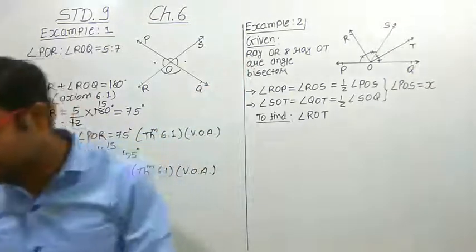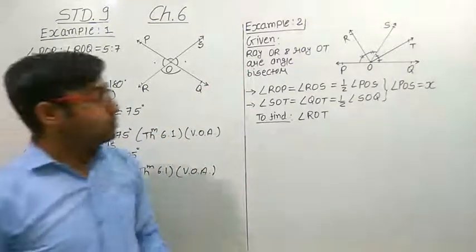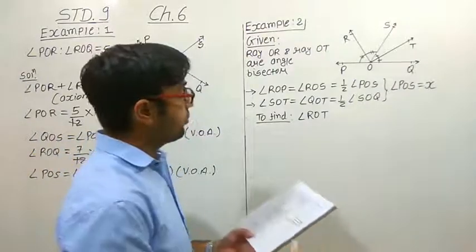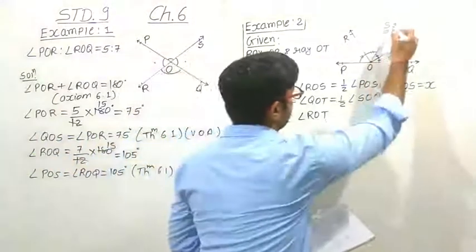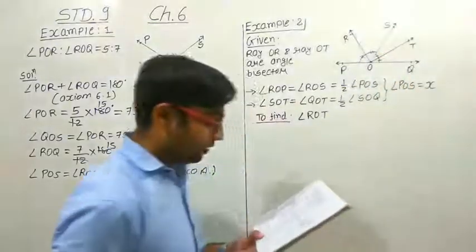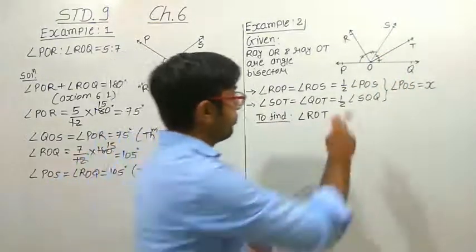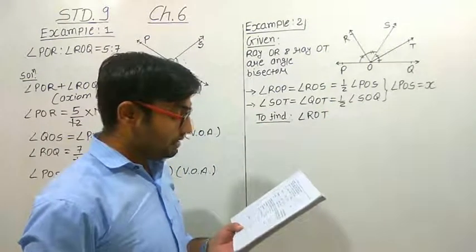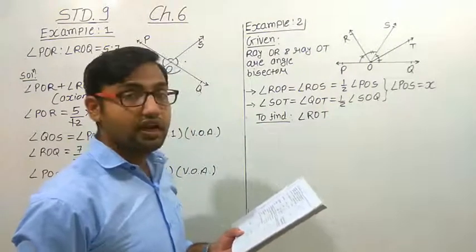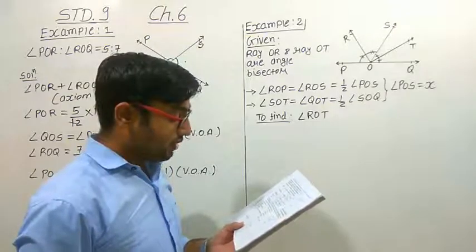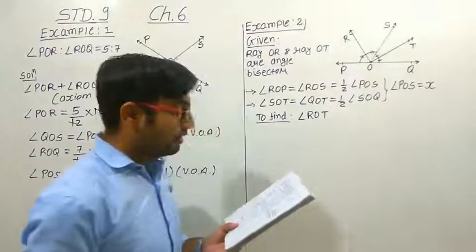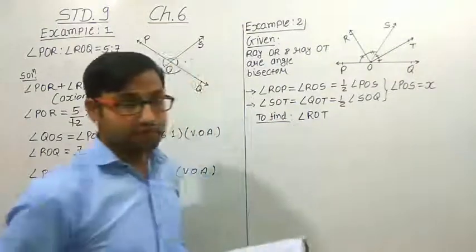Now let us study example number 2. Here also one figure is given and it says that ray OS stands on the line POQ. Rays OR and OT are the angle bisectors of angles POS and SOQ respectively. If angle POS is equal to x, find angle ROT.